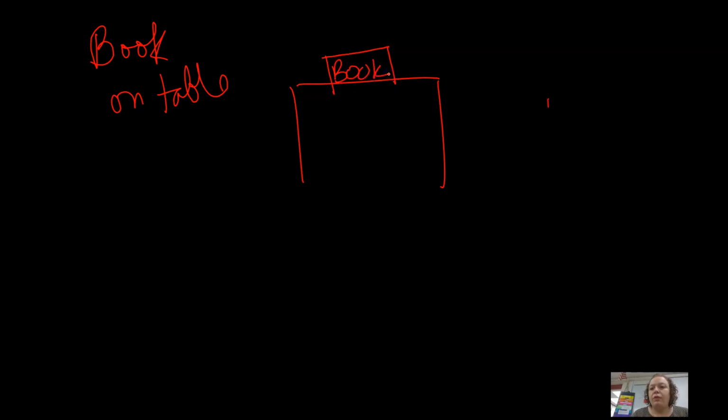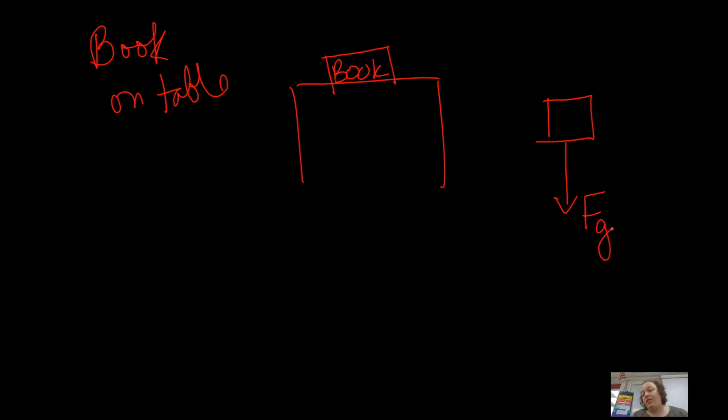well, we draw our object and we draw all the forces that are acting on it. First, it's on Earth, so I'm going to draw my force of gravity. And it's not moving left or right. There's no forces that way, so I don't have anything there.